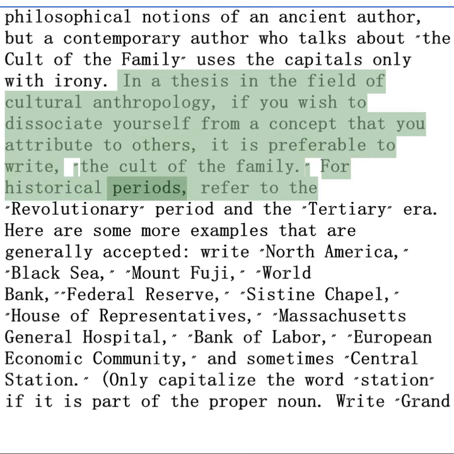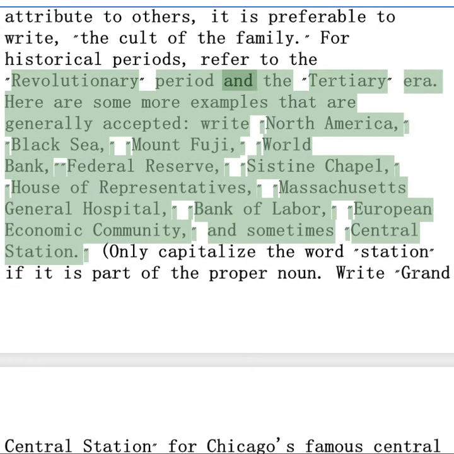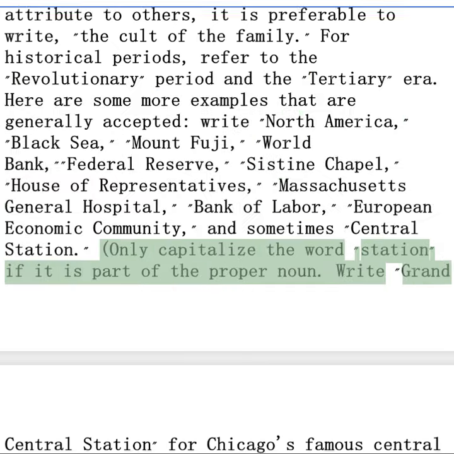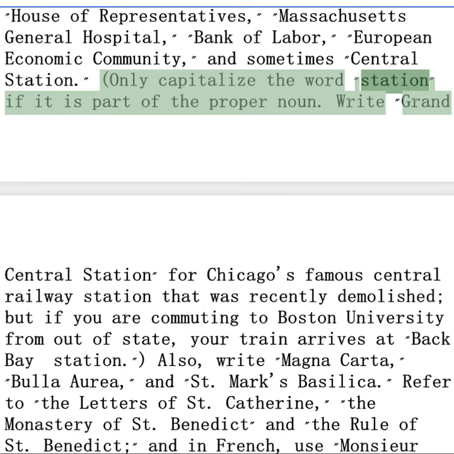For historical periods, refer to the Revolutionary period and the Tertiary era. Here are some more examples that are generally accepted: write North America, Black Sea, Mount Fuji, World Bank, Federal Reserve, Sistine Chapel, House of Representatives, Massachusetts General Hospital, Bank of Labor, European Economic Community, and sometimes Central Station. Only capitalize the word station if it is part of the proper noun.